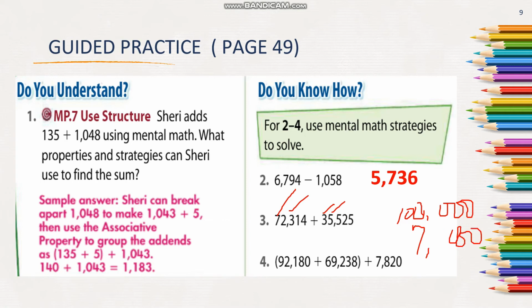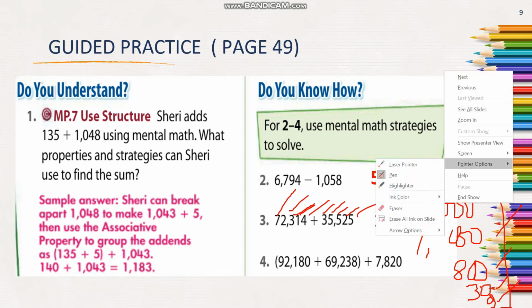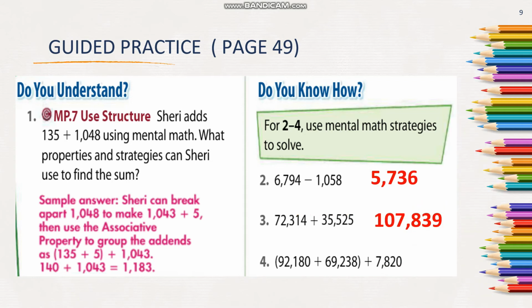Then 300 plus 500 is 800. Then 10 plus 20 is equivalent to 30. Then 4 plus 5 is equivalent to 9. A total of 107,839.